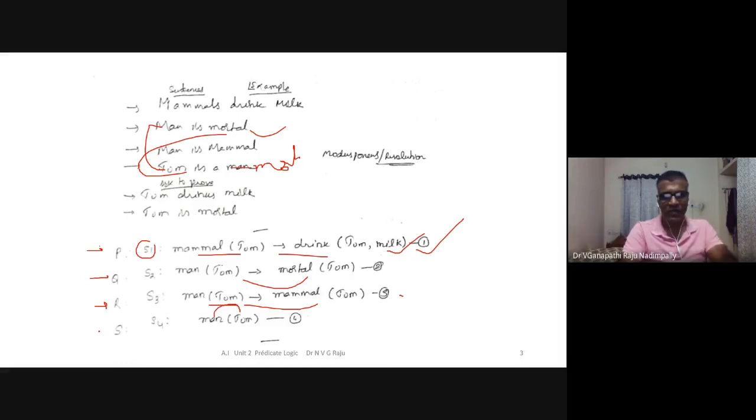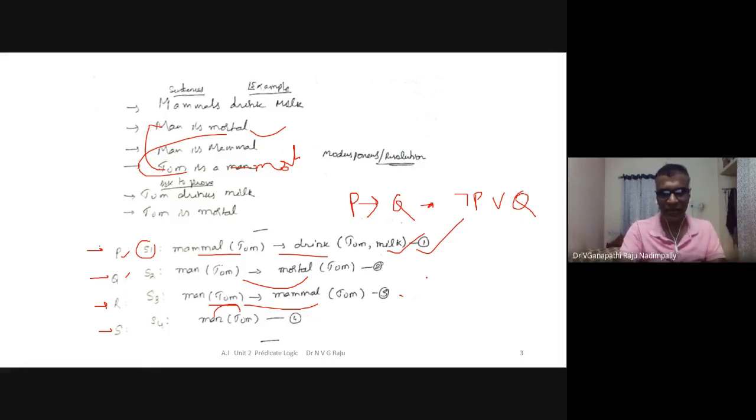Now the propositions P, Q, R, S are in the form of P implies Q, isn't it? Yes or no? All the three equations P, Q, R are in the form of P implies Q. Yes, sir. Now, if we want to represent in CNF, first what we have to do? We have to convert to negation of P or Q. Can I write like this? Yes, sir.